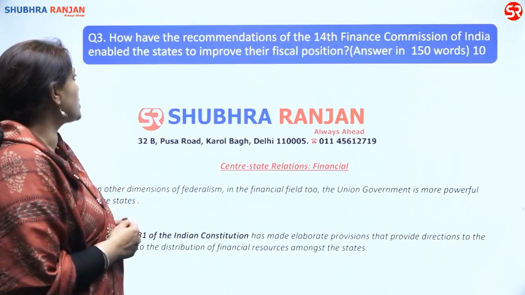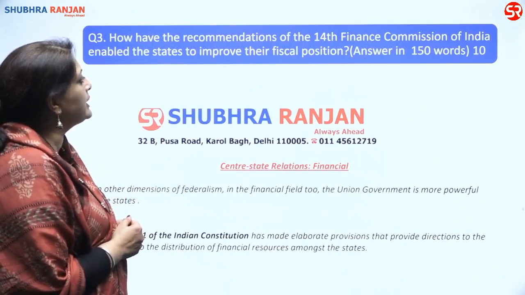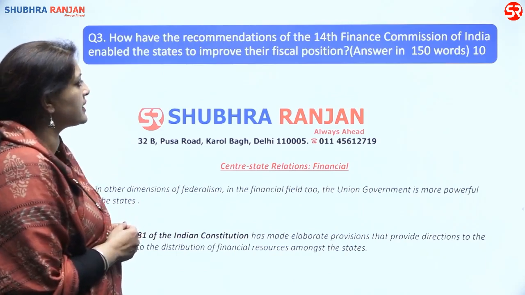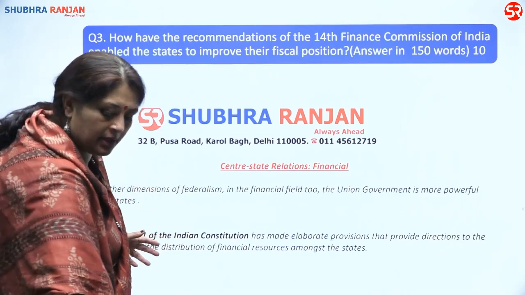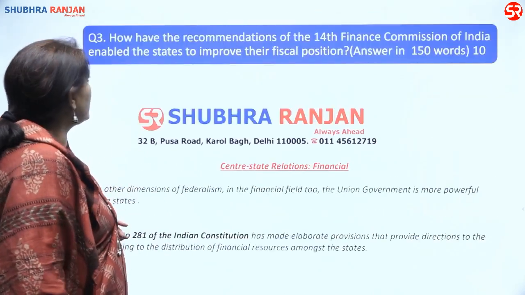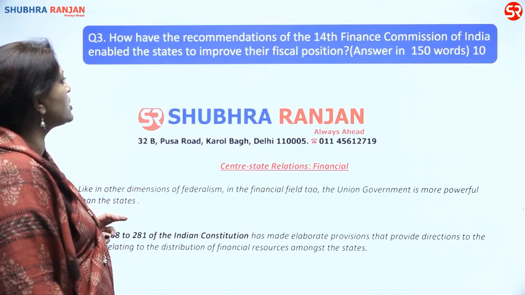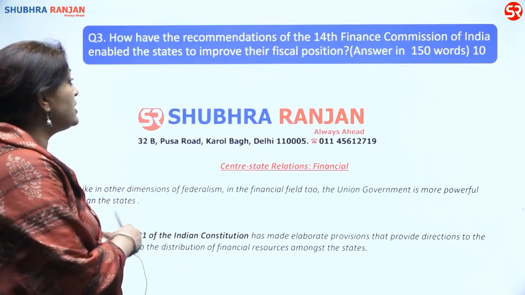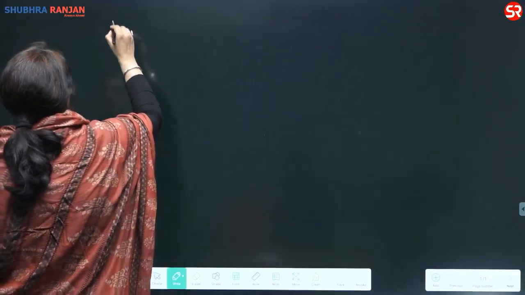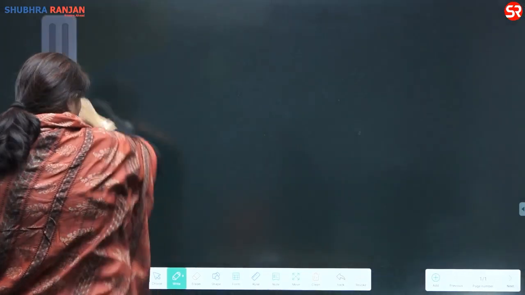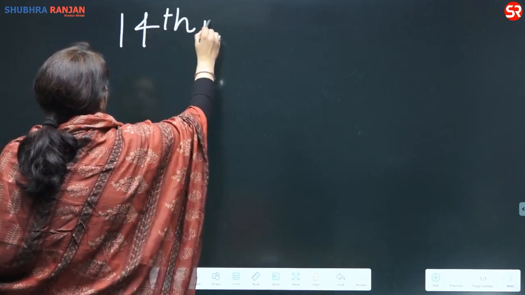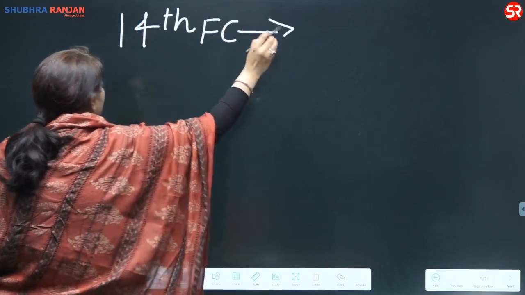Now, the third question, how have the recommendations of the 14th Finance Commission of India enabled the states to improve their fiscal position? Fine. One of my favorite topics, Centre-State relations, and then a lot of issues in fiscal federalism. So how have the recommendations of the 14th Finance Commission enabled the states to improve their fiscal position? Fine. So how the recommendations of the 14th Finance Commission have improved the situation of the states.